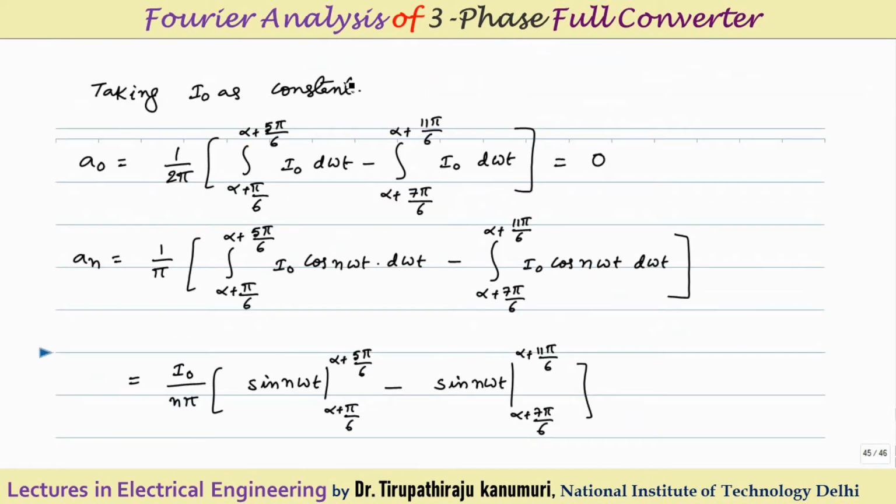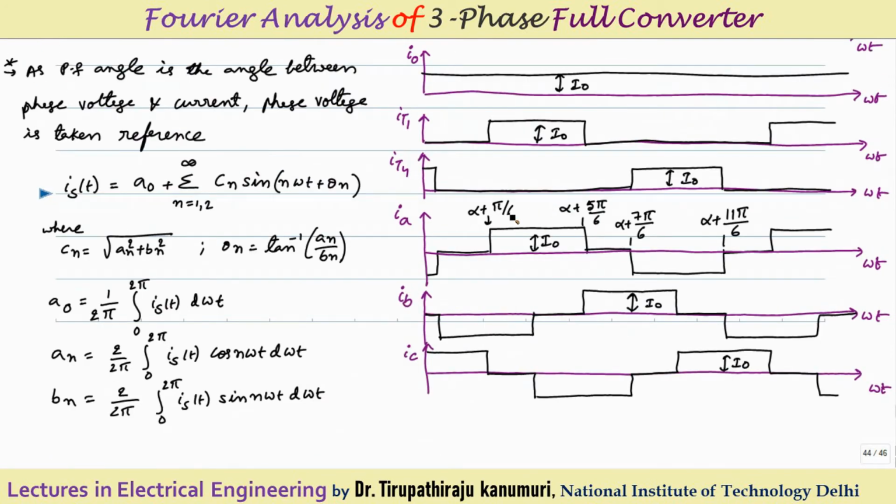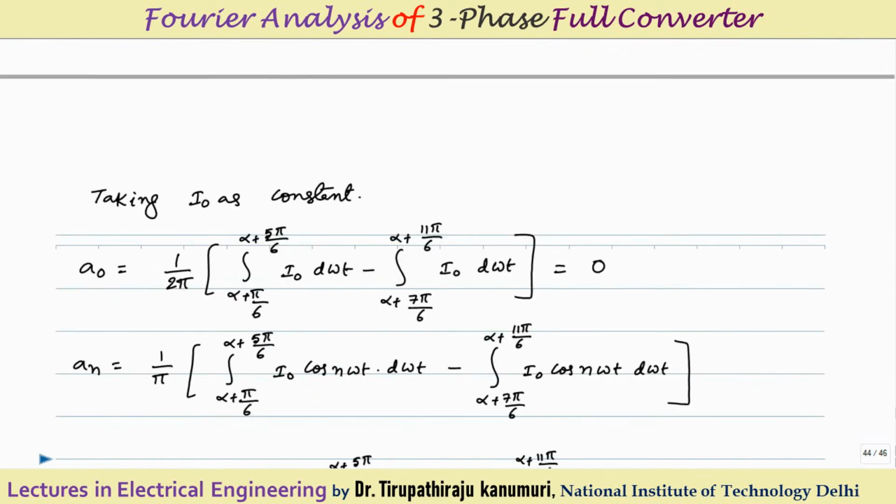As I am taking I naught as constant, A naught will be equal to the average component, 1 by 2 pi. You can see here from alpha plus pi by 6 to alpha plus 5 pi by 6, it is positive. From alpha plus 7 pi by 6 to alpha plus 11 pi by 6, it is negative. So the same thing I have taken here: it is positive, that is I naught d omega t, and from alpha plus 7 pi by 6 to alpha plus 11 pi by 6 it is minus I naught, so I have taken minus I naught d omega t.